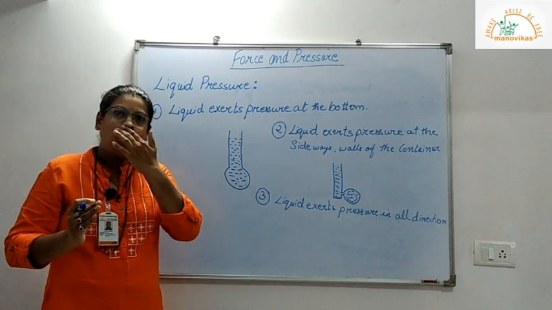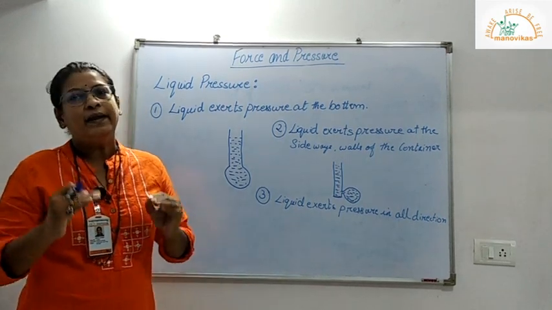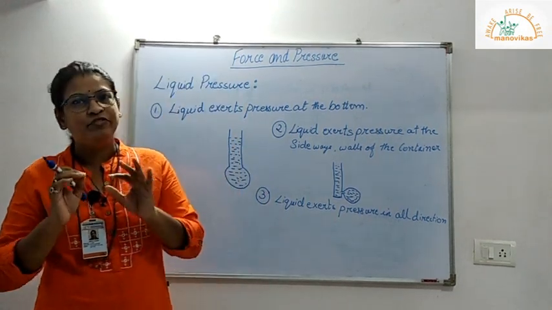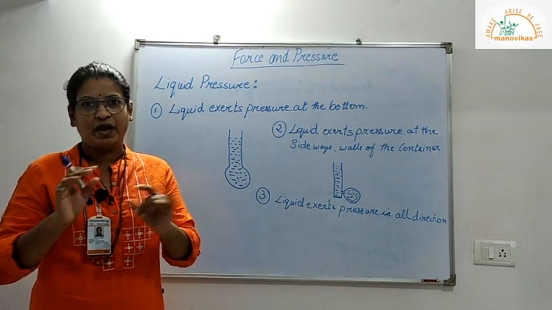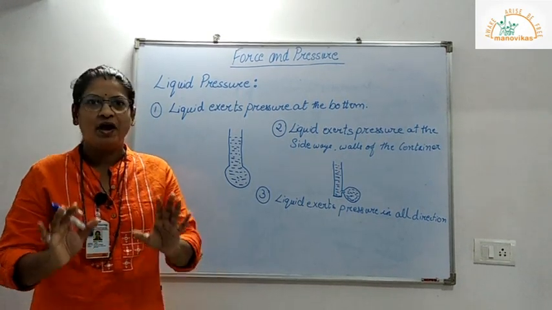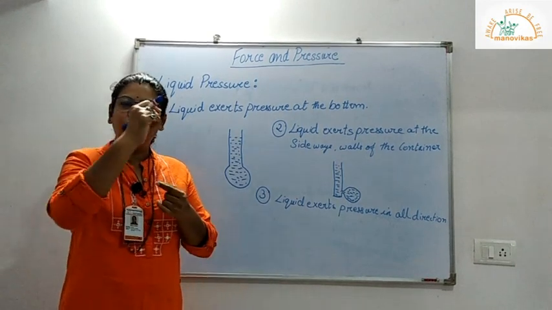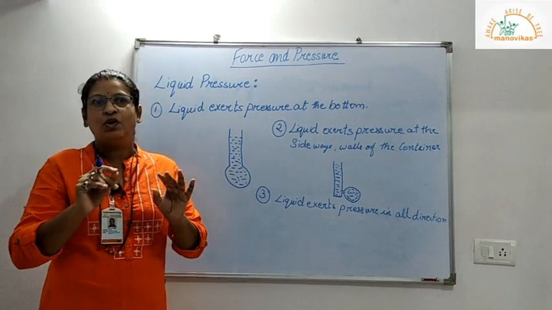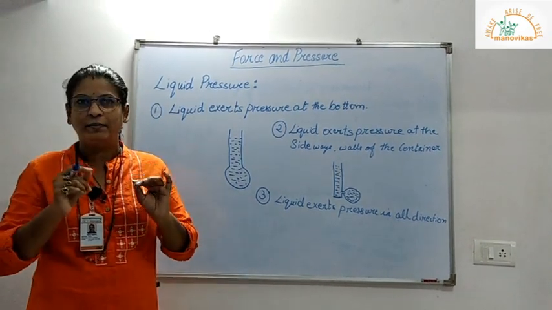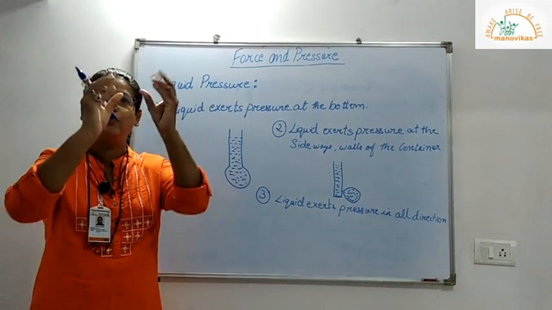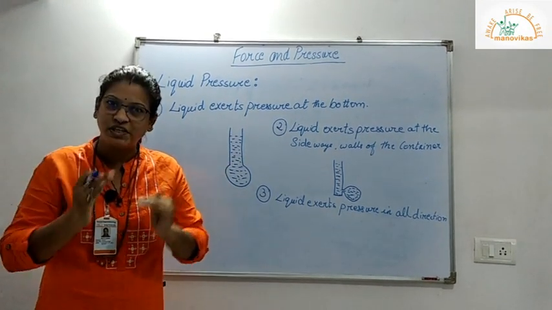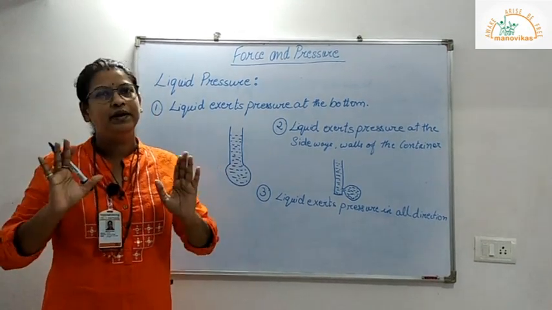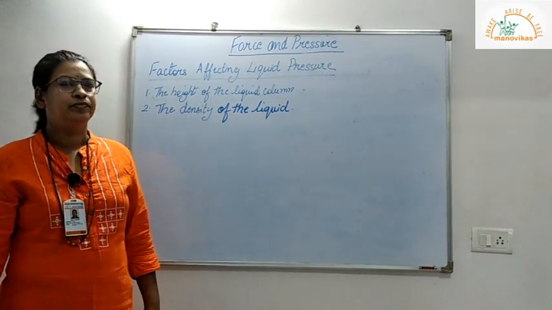Another example which explains that liquid exerts pressure in all directions: we take a balloon, fill the balloon with water and tie a knot to the balloon. After that, we take a pin and prick the balloon at many places. What do you see? Once the holes are made, water flows out from all the holes. So this explains that liquid exerts pressure in all the directions.